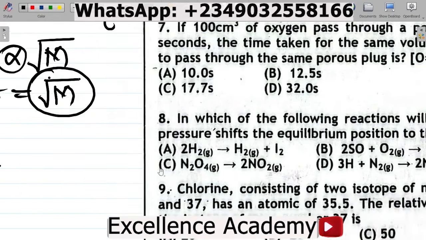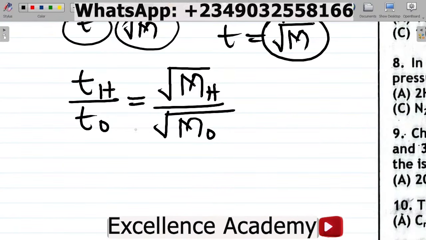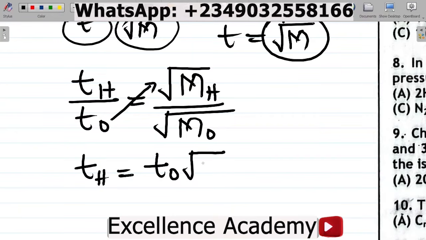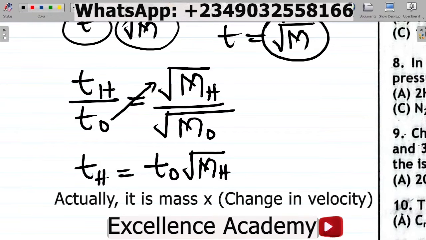And if that's true, let's get T of hydrogen. To get T of hydrogen, simply move T of oxygen, the time for oxygen, upwards here. That's mathematically correct. So the time for hydrogen is equal to the time for oxygen multiplied by the square root of the molar mass of hydrogen all over the square root of the molar mass of oxygen.